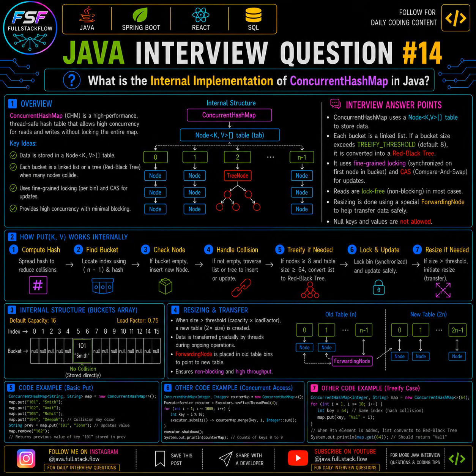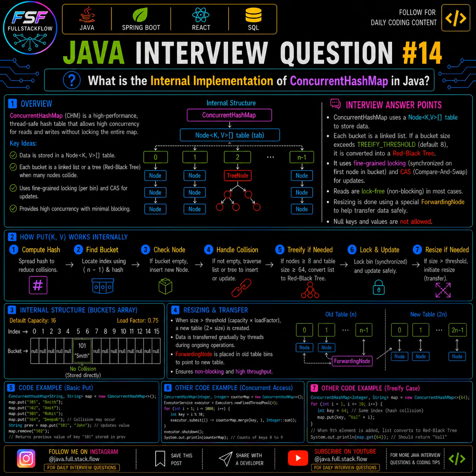Now look at the code examples. In the first example, we simply insert values, retrieve a value using the get method, and remove an entry. These are normal operations. In the second example, multiple threads insert data simultaneously. Even when many threads work together, ConcurrentHashMap safely stores the data without corrupting it. That's the biggest advantage over HashMap.